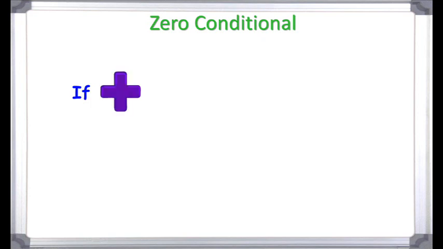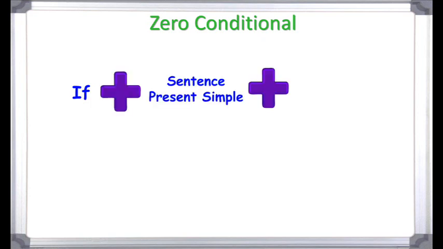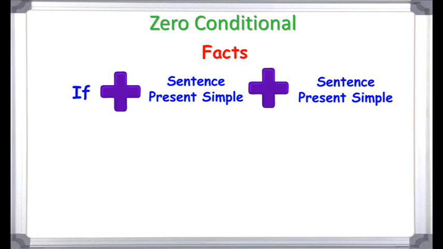Let's begin with this. Zero conditional is about present simple plus present simple. I mean, we have if, and after that we have to write a sentence in present simple, and the next sentence, the main clause, is going to be in present simple too. That is for facts. I mean, something that never changes, something that is always the same.